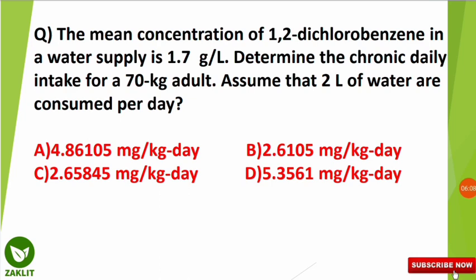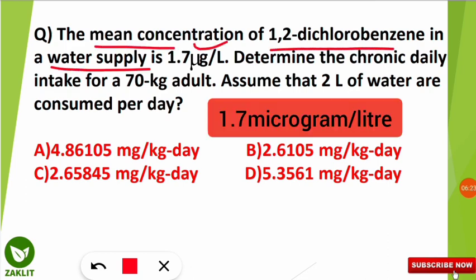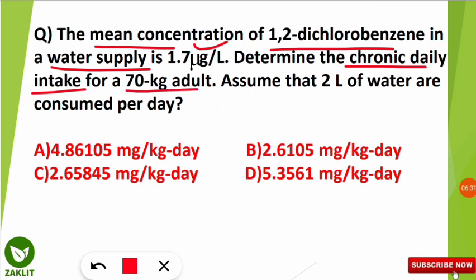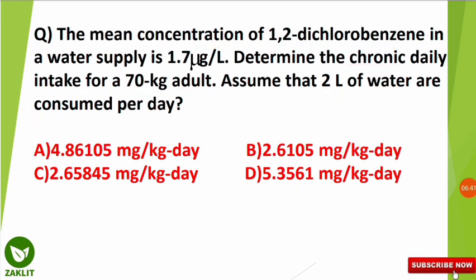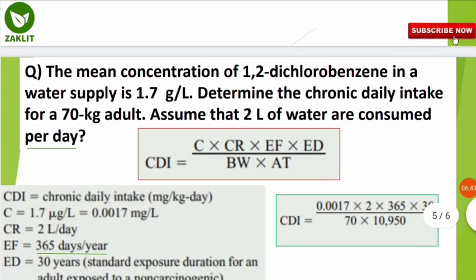The second question is a numerical coming from risk and chronic intake. You might have done all these questions previously, but here you should know what kind of question is asked in GATE. The question is: the mean concentration of 1,2-dichlorobenzene in a water supply is 1.7 microgram per liter, and we have to determine the chronic daily intake, that is CDI, for a 70 kg adult, assuming that 2 liters of water are consumed per day. Options are given, and after calculating we will know which is correct. Let's move to the next slide.